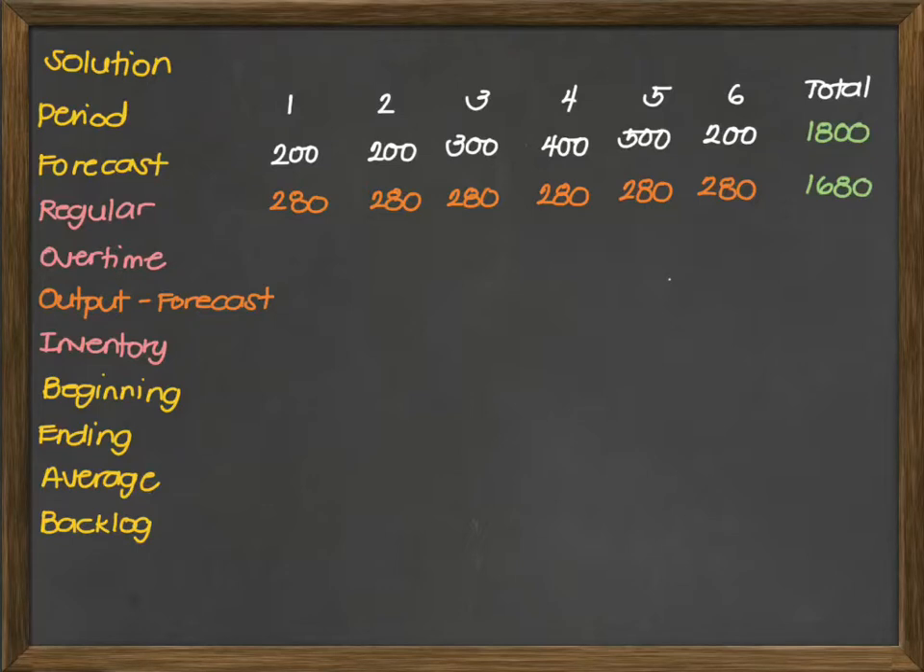So, we want to know at what periods ba ilalagay yung overtime. Not to the point na maging excess yung production natin. So, kasi nga, ang sabi, ang beginning inventory and ending inventory are both 0. So, dapat yung total output ko using regular and overtime will still be equal to the total forecast, which is 1,800 units. Now, let's try solving how many periods ba ang kailangan maglagay ng overtime.